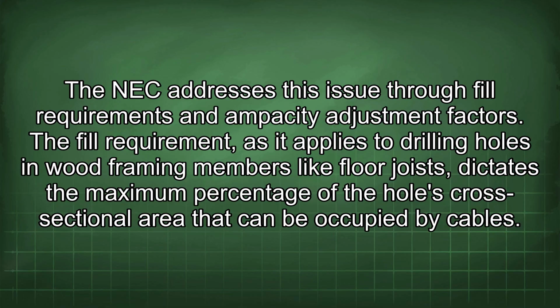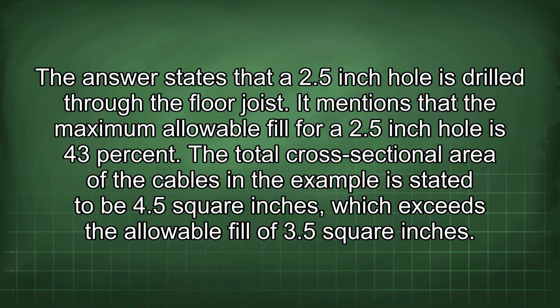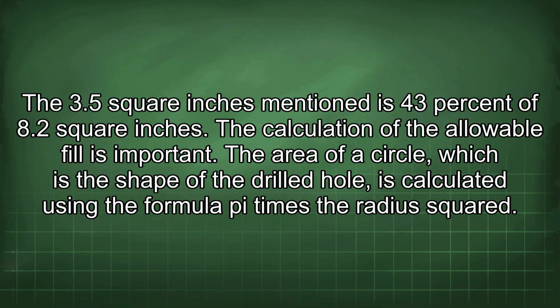The fill requirement, as it applies to drilling holes in wood framing members like floor joists, dictates the maximum percentage of the hole's cross-sectional area that can be occupied by cables. The answer states that a 2.5-inch hole is drilled through the floor joist. It mentions that the maximum allowable fill for a 2.5-inch hole is 43%. The total cross-sectional area of the cables in the example is stated to be 4.5 square inches, which exceeds the allowable fill of 3.5 square inches. The 3.5 square inches mentioned is 43% of 8.2 square inches.